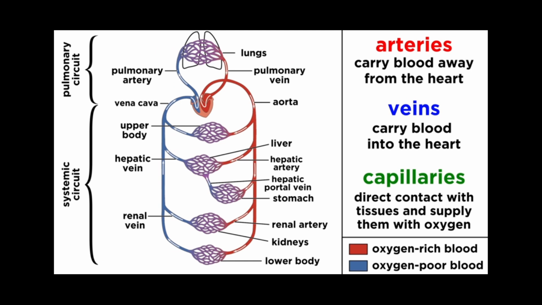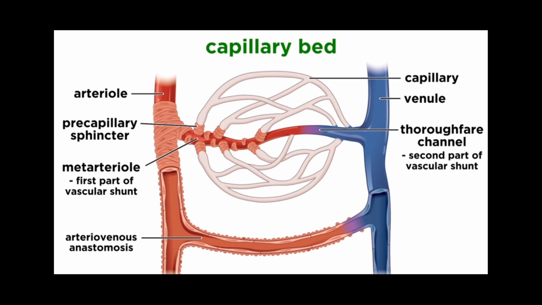The smallest veins at the junction of the capillaries are called venules. The largest veins in the body are the vena cava. The longest veins in the body are the great saphenous veins in the leg.